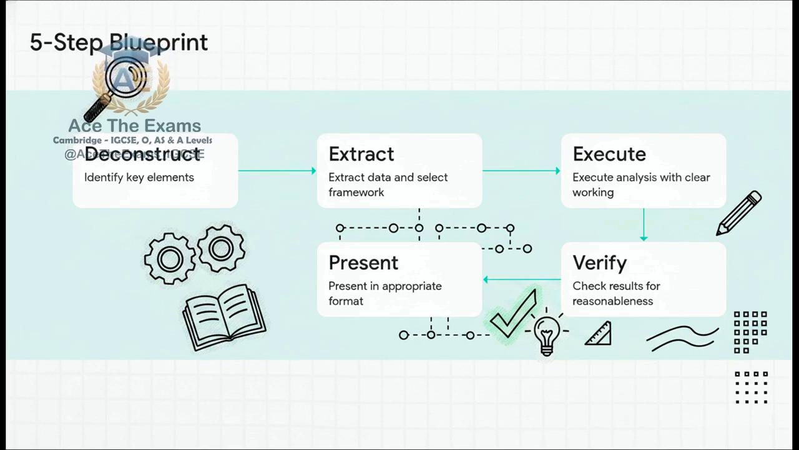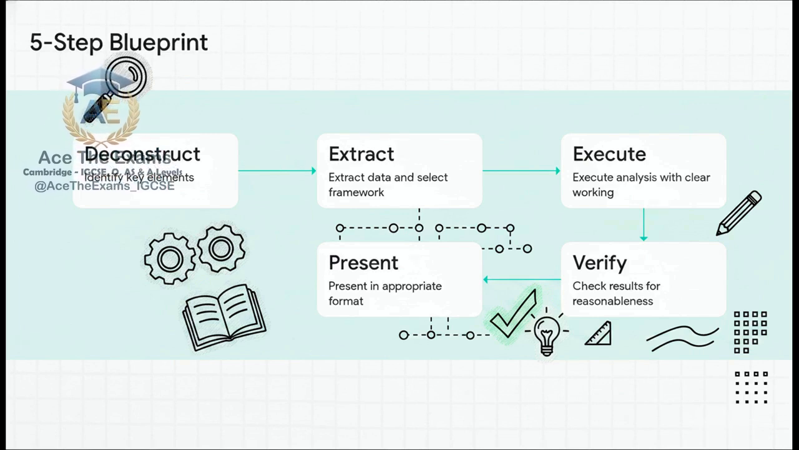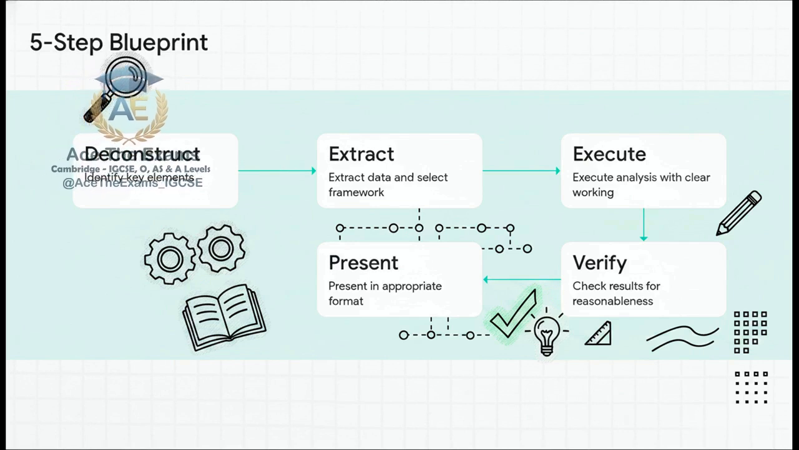Okay, now let's actually execute a live transformation using this 5-step blueprint. I want you to look at a classic past paper scenario. Justify the use of a bitmap format for a digital photograph taken by a smartphone. All right, step 1, deconstruct. Our key command word is justify, and our key subjects are bitmap and digital photograph.